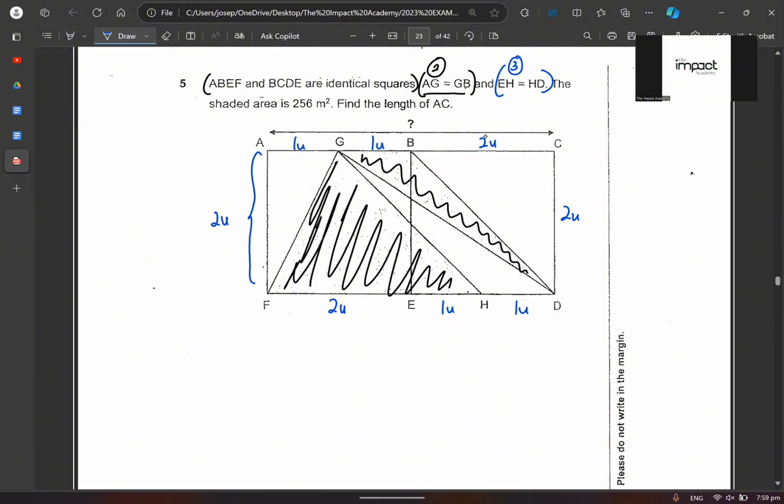EH is also equals to what? AG, which is equals to GB. Very good. All of them are the same. Understand or not? Okay, simple, right?